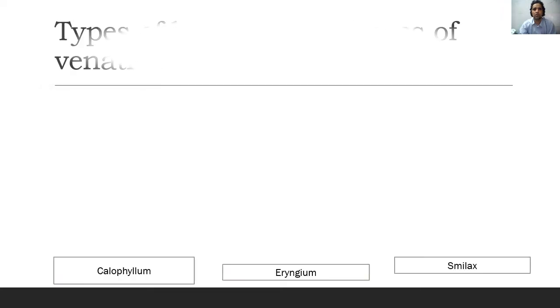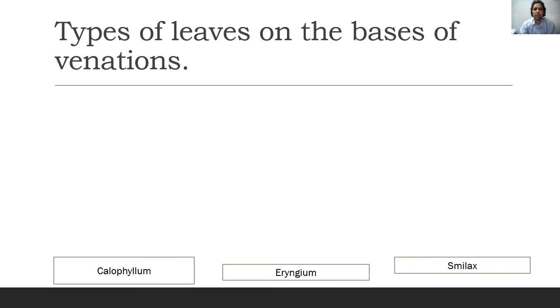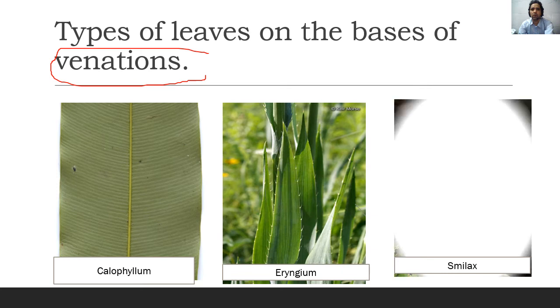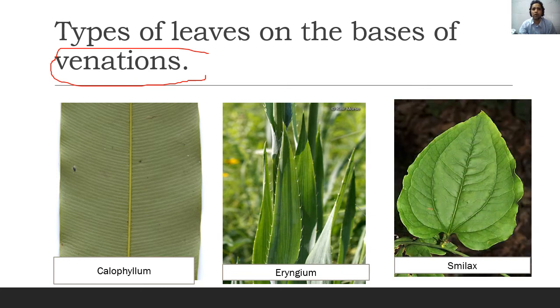Next is types of leaves on the basis of venation. So first we see what venation is. Venation is the arrangement of veins and veinlets in a leaf. Basically there are two types of venation in all types of leaves. One is called parallel venation, and the other is called reticulate venation. In parallel venation, veins of equal size run parallel. It is frequently observed in monocot plants, for example, wheat, maize, rice, etc.